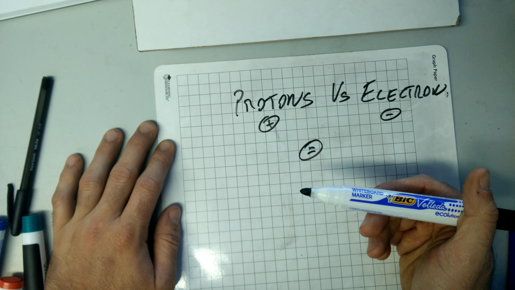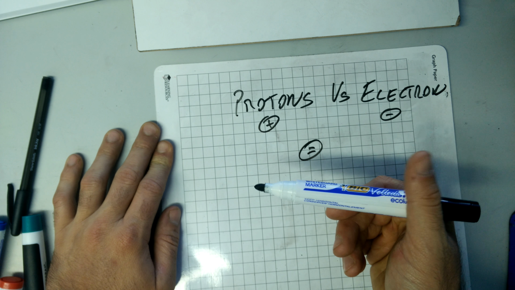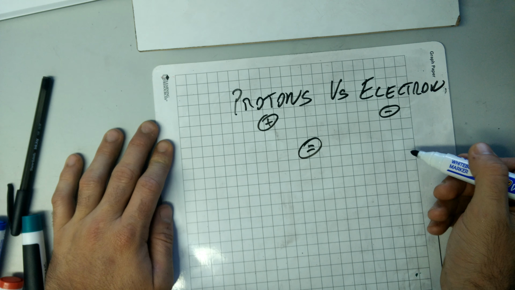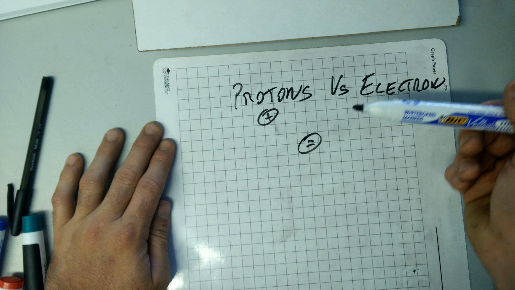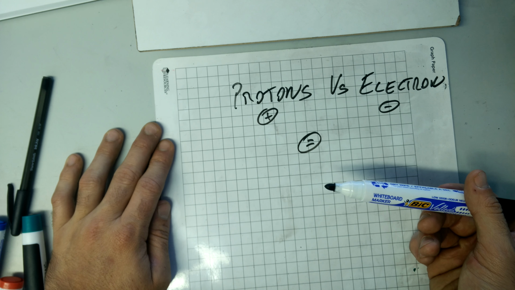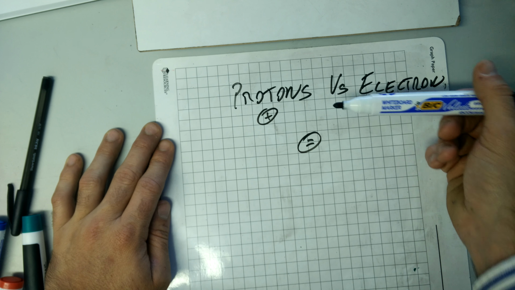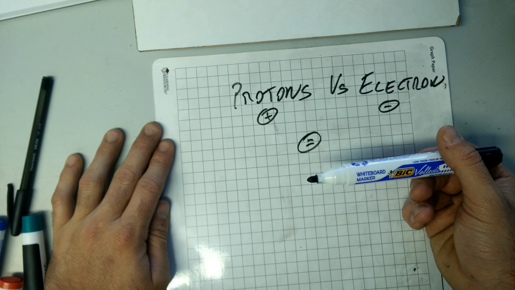Okay, generally speaking, it's much easier to add or remove electrons from an atom, okay? So we talk about the electrons. If electrons are taken away, it's positively charged because it's going to have less negative charge. But if electrons are added, then it's going to be negatively charged because there's more negative charge on it.